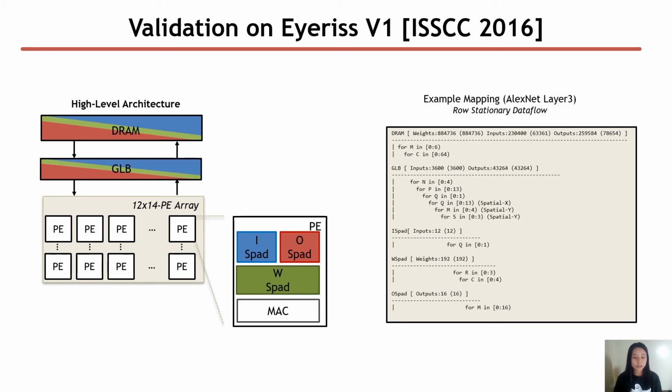And we have a 168-PE array, which is 12 by 14, and each PE has its own local storage, each for one tensor that we're interested in. So one input activation scratchpad, one output activation scratchpad, and a weight scratchpad. We're also showing an example mapping. As you can see, for a real architecture, the mapping can be really complicated because of the complexity involved in the architecture. And at a high level, these are the optimization features this architecture has.